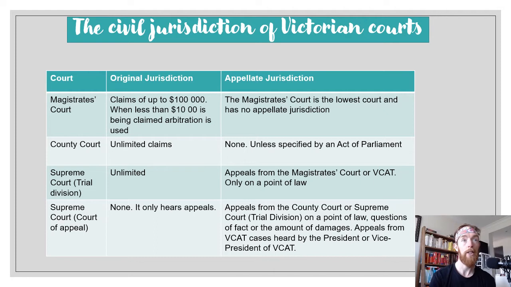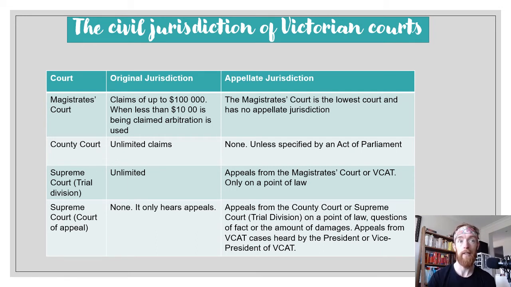Whereas then the original jurisdiction for the county court is unlimited. In some cases they say up to $500,000. I tend to kind of lean towards that when saying things like this, because sometimes you're given a case and you're asked which court it's going to be heard in. So on the lower end of the scale, that's above $100,000 but below $500,000, I tend to say the county court, because it's just a way to differentiate between this and the Supreme Court, which also has unlimited jurisdiction. And the county court also has no appellate jurisdiction unless specified by an act of parliament, which is a really niche reason for an appeal to go there.